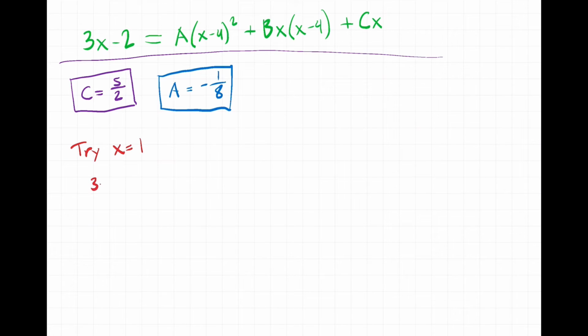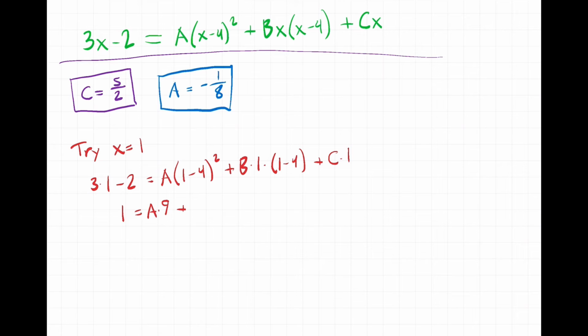So we'll have 3 times 1 minus 2 equals a times (1 minus 4) squared plus b times (1 minus 4) plus c times 1. So 3 times 1 minus 2, that's 3 minus 2, which is 1. And that is a times, let's see, 1 minus 4 is negative 3, and if you square that, you get 9. Plus b times 1 minus 4, that's actually going to be minus 3b, and plus 1c, so just c.